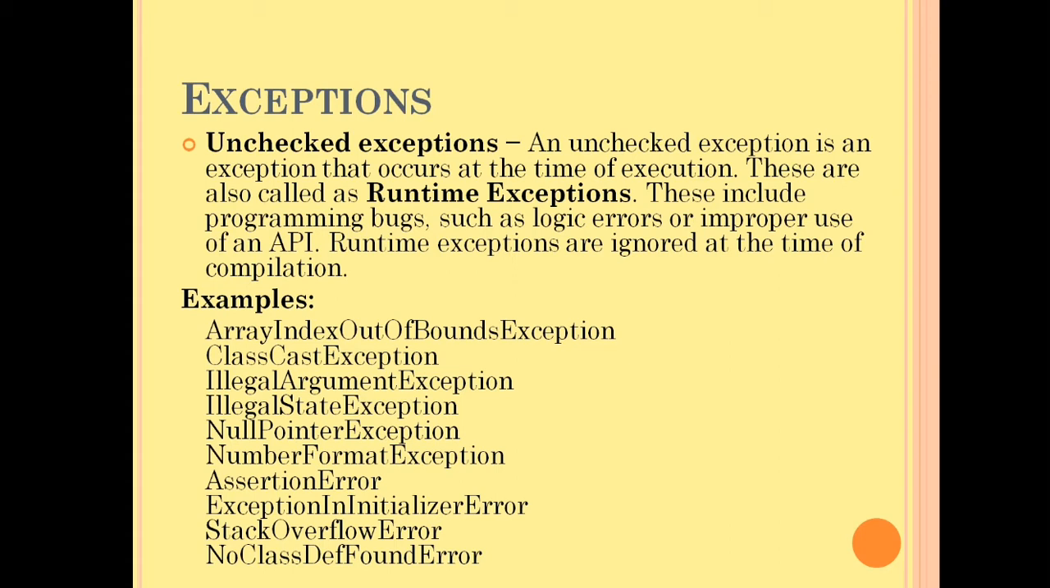Then we have array index out of bound exceptions. We saw this when we were studying arrays, how array index out of bound exceptions happen. Then class cast exception, null pointer exception, assertion errors, stack overflow error, and no class definition found error. These kinds of exceptions are called unchecked exceptions. As a developer or programmer, we don't need to explicitly handle these exceptions. The JVM will automatically throw the exception when it occurs.